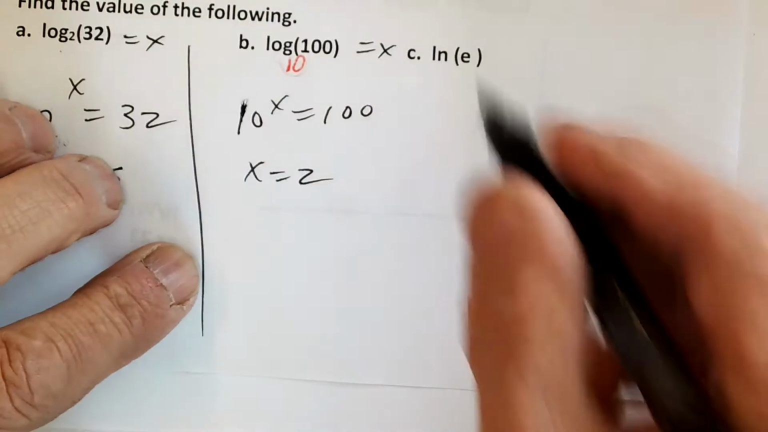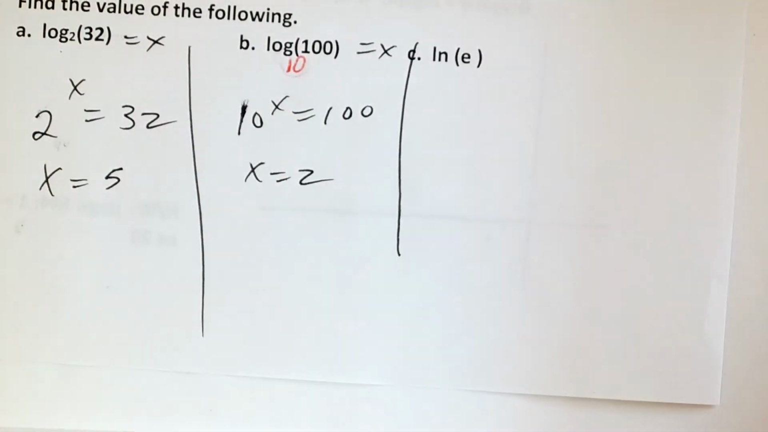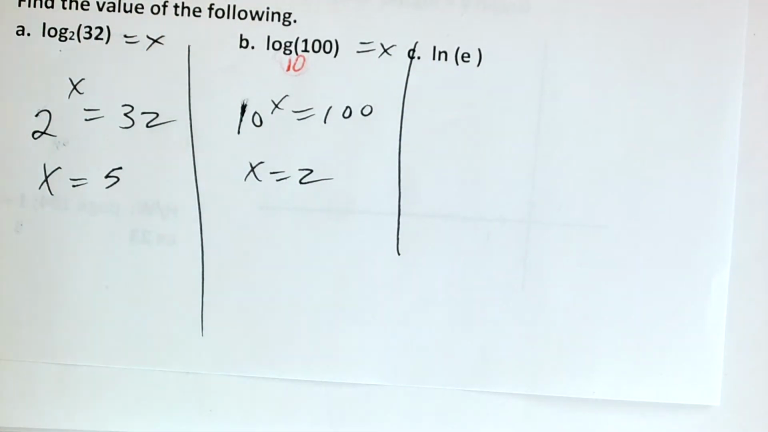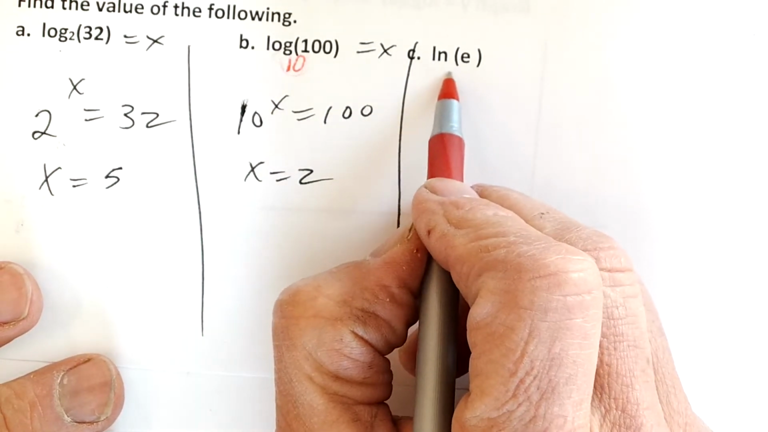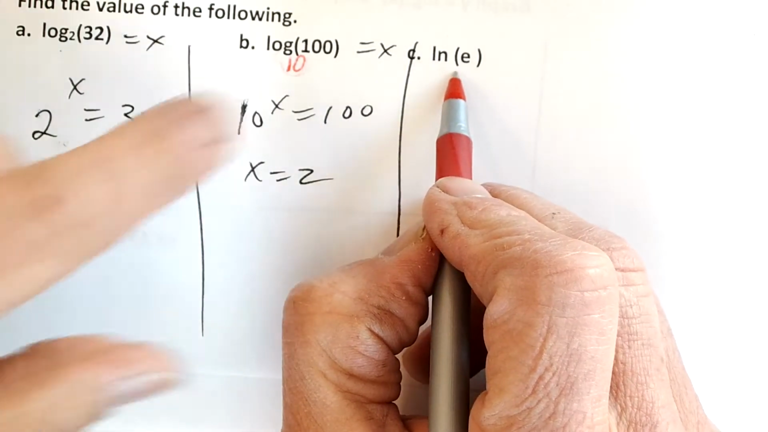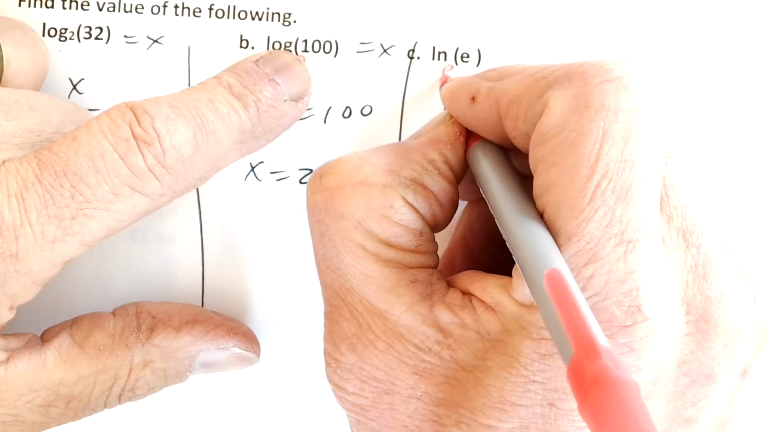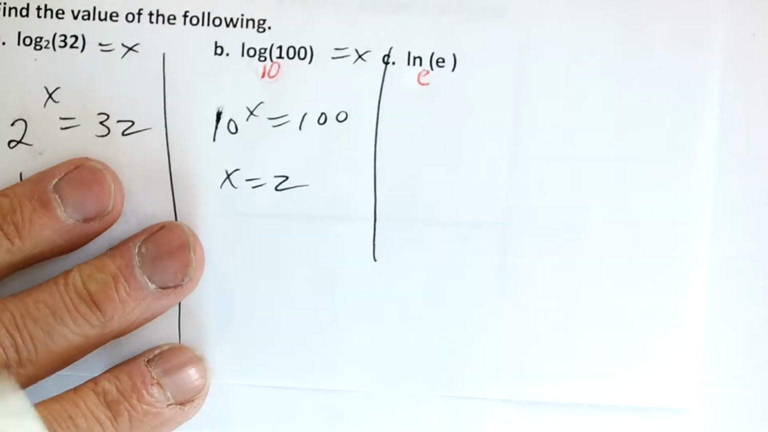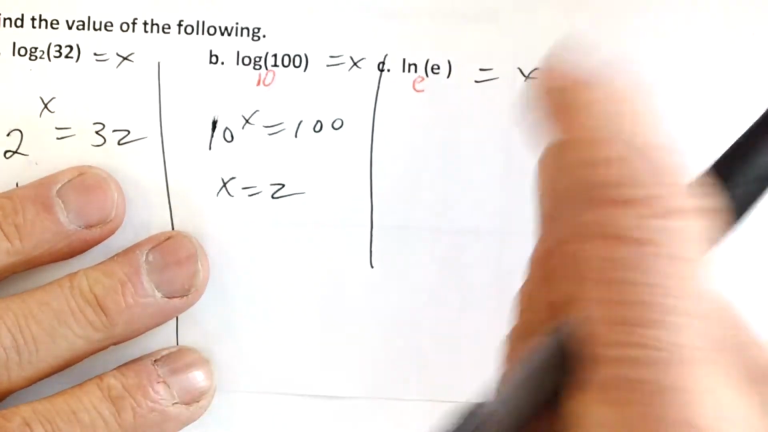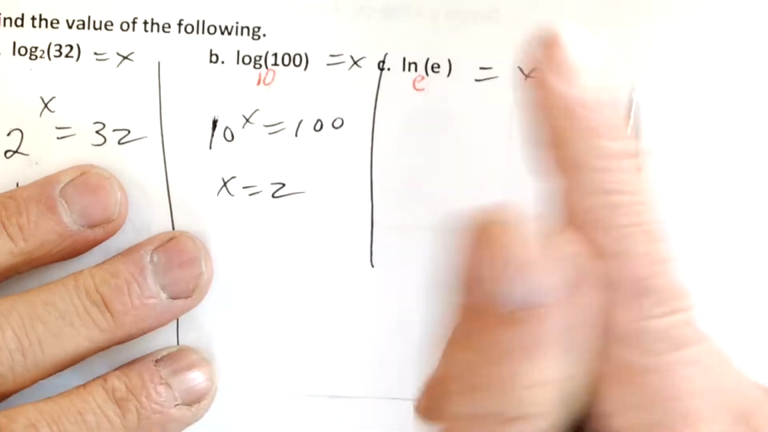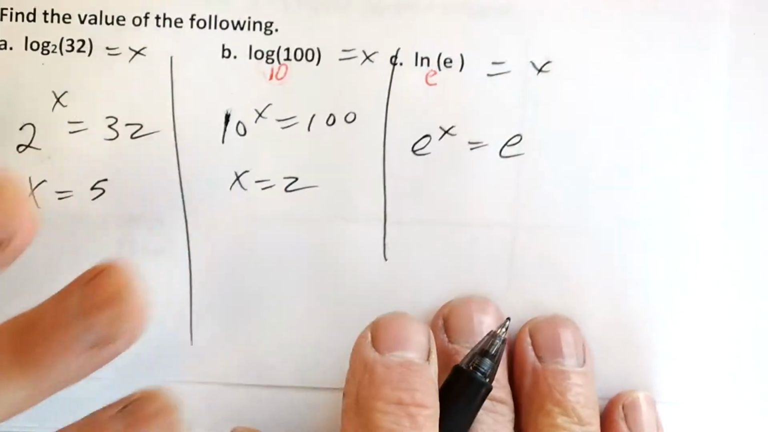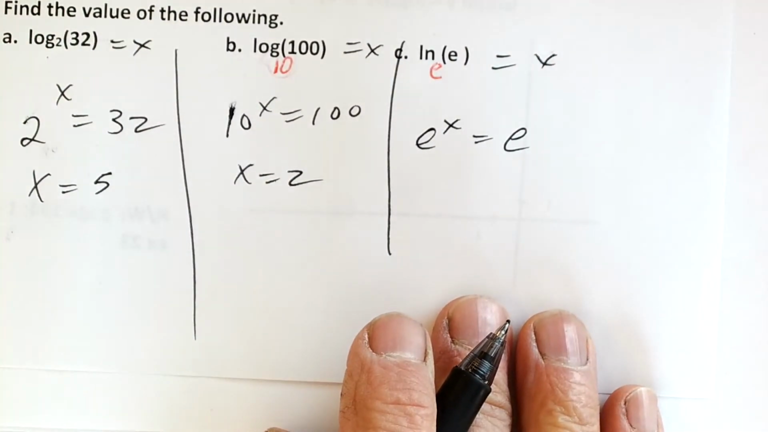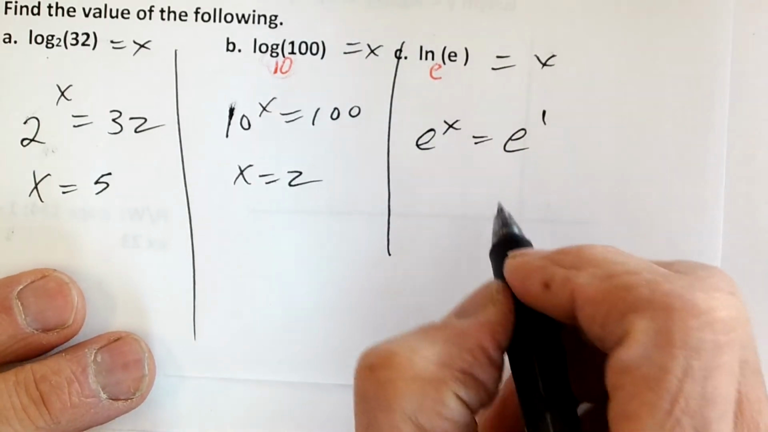All right, ln of e. Okay, you ready? Chloe, I'll pick on Chloe. What's the invisible base? It's e, isn't it? So one invisible base is 10, the other invisible base is e. So let's set this equal to x, and I'll go e to the x power. e to the x power equals e. Well, what's the answer have to be? x has to be 1, okay? x has to be 1.